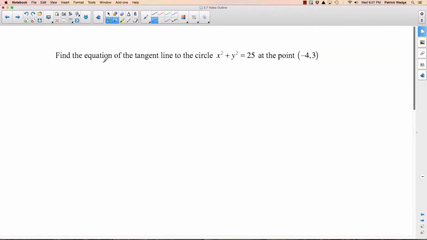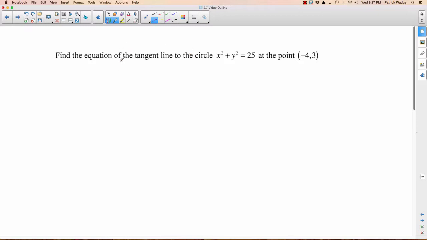Okay, it says find the equation of the tangent line to the circle x squared plus y squared equals 25 at the point negative 4, 3. So if we want to get the equation of the tangent line, what we need to do is we need to get the slope. And you know the way to get the slope of the tangent line is to take the derivative. Now, one way you could do this is you could isolate the y like we did previously, but it gets a little complicated. We saw that already. So we're going to use implicit differentiation.